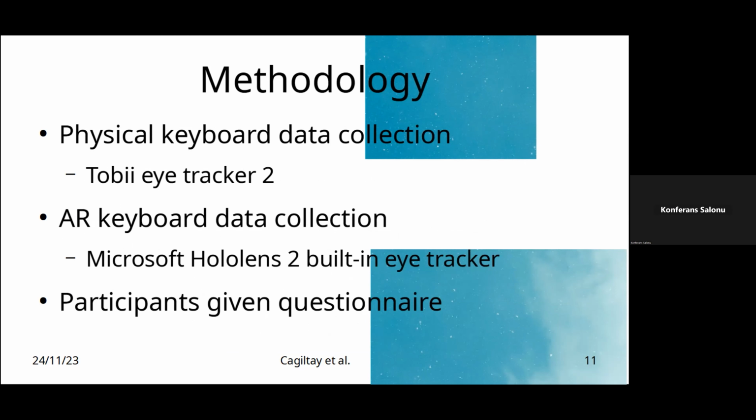After the users completed their physical typing task, we asked them to wear the HoloLens 2. We provided them with simple tasks to get used to the HoloLens interaction scheme. And after this initial task, we provided them with a different random text and asked them to type this text on the AR keyboard. We tracked their eye tracking data through the built-in eye tracker of HoloLens 2.